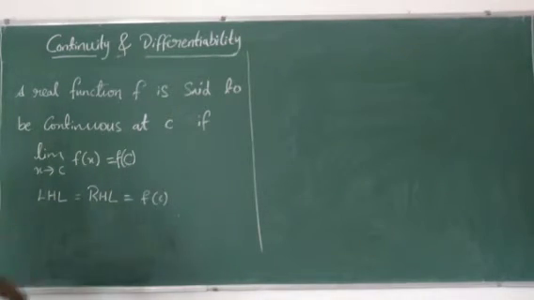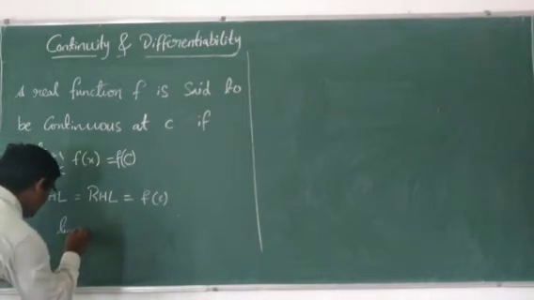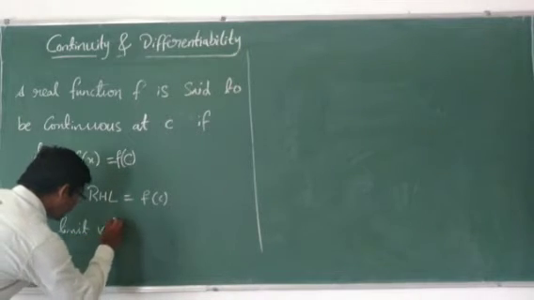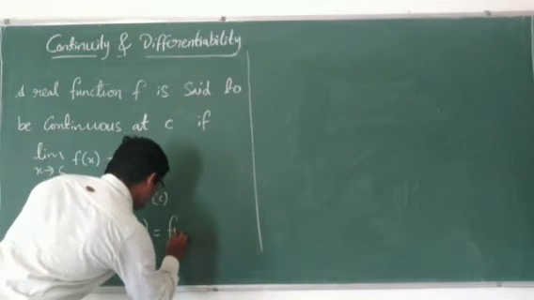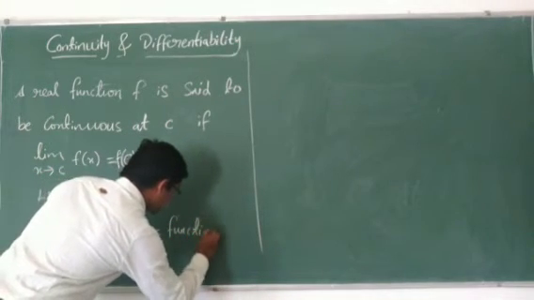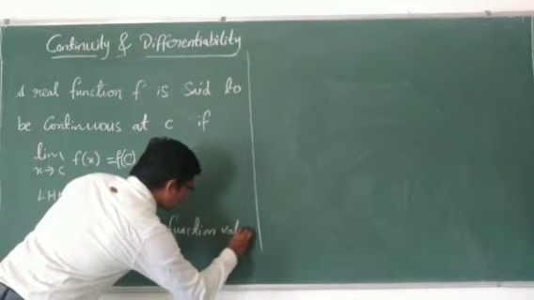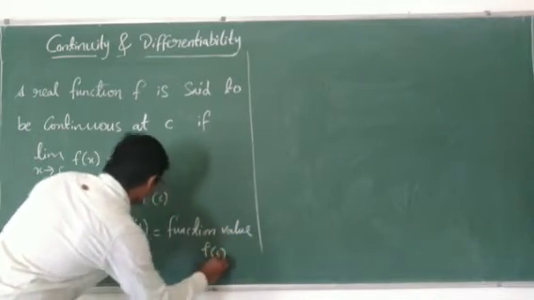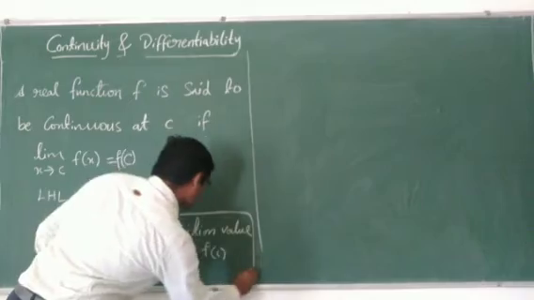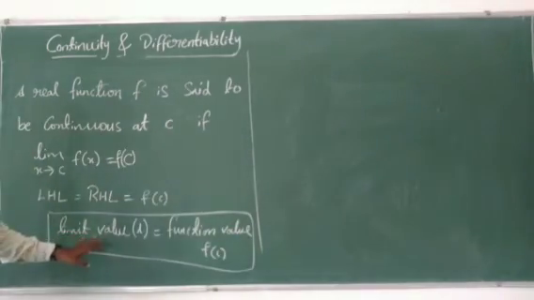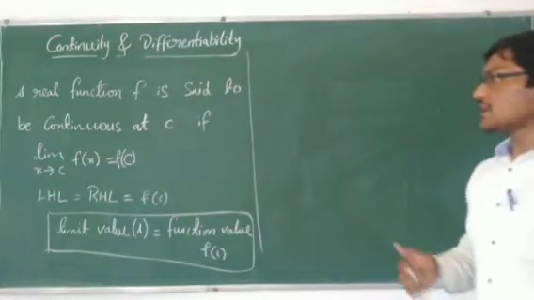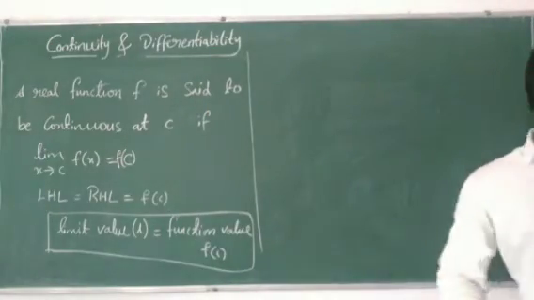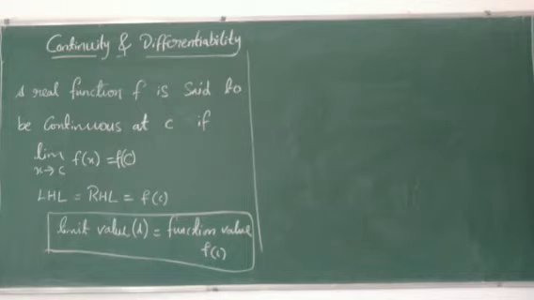You can remember this in a simple way. The limit value L must be equal to the function value. Limit value is equal to function value f of C. This is not a formal definition, but for remembering you can remember it this way. The limit value is equal to the function value. Let's take an example.